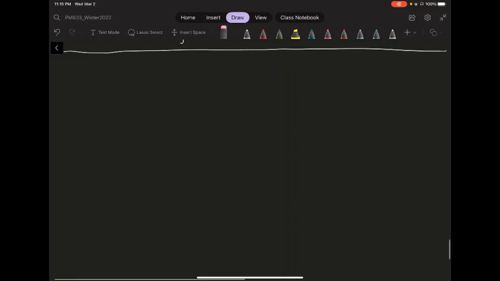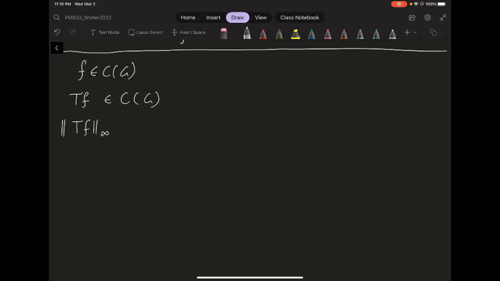So we just observe the following. Let's start by taking some f inside the continuous functions on G. I can also think about f as being in L1 and also in L2. So if I consider what happens to the Tf, just by the definition, it's quite clear to see why it's also continuous. And moreover, if I consider its infinity norm, that's going to be equal to the integral.